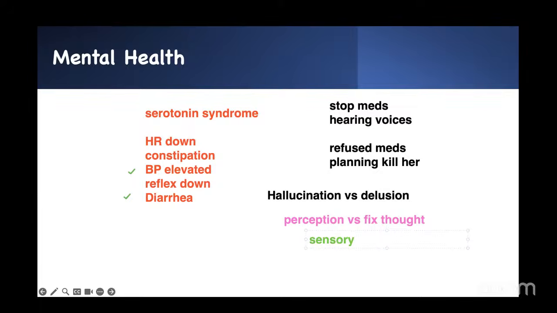And that is hallucination. Hallucination is sensory. They can feel something is crawling. They can feel, I can see it. They feel like they can hear it. And that is hallucination. So this patient is hallucinating. He's refusing to take a medication, hearing voices. And then they say, you're planning to kill. So a little bit paranoid. This is what we call acute psychosis. The patient is in acute psychosis.